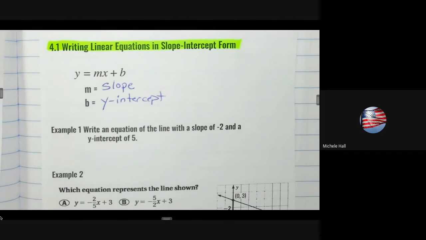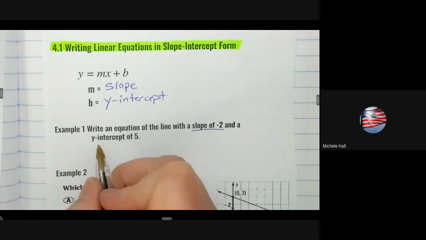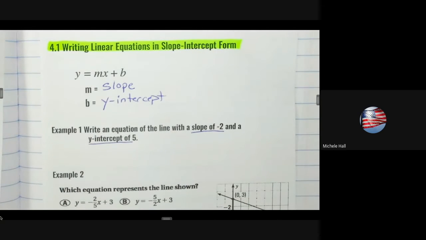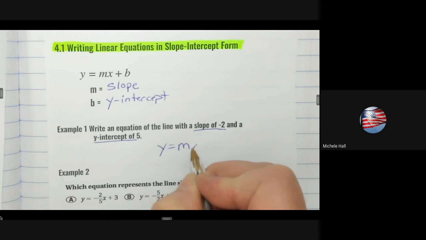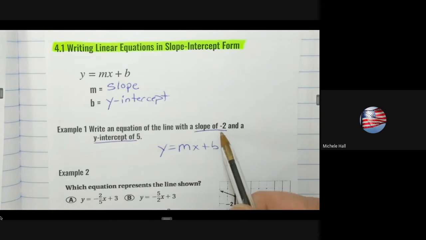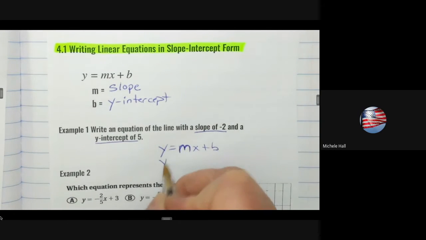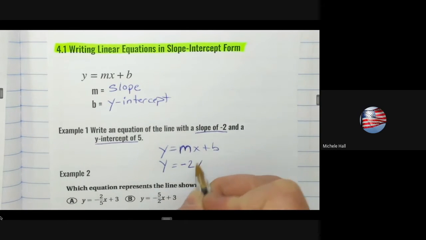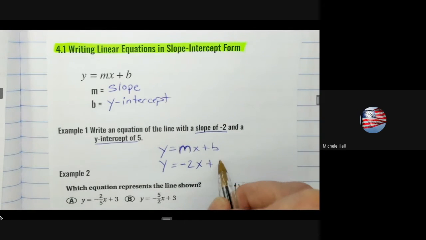Example 1 says, write an equation of a line with a slope of -2 and a y-intercept of 5. A slope of -2, here's our slope in front of the x, so y equals -2x, and then we have a y-intercept of 5. That would be plus 5.